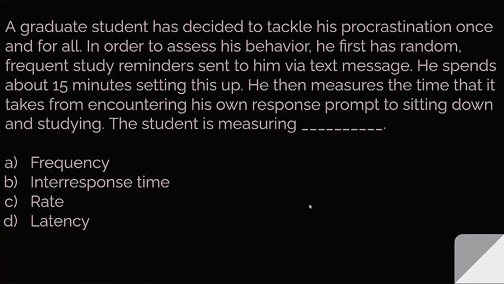But let's be sure. Is he measuring A, which would be how many times he sits down and studies? Nope, he's not. Is he measuring the sitting down and studying that happens, or the time between sitting down and studying? No, he's not doing that. Is he measuring the frequency divided by a time period, so how many study periods per hour? Nope, he's not. He is measuring latency. How much time from the prompt to when he starts the behavior.